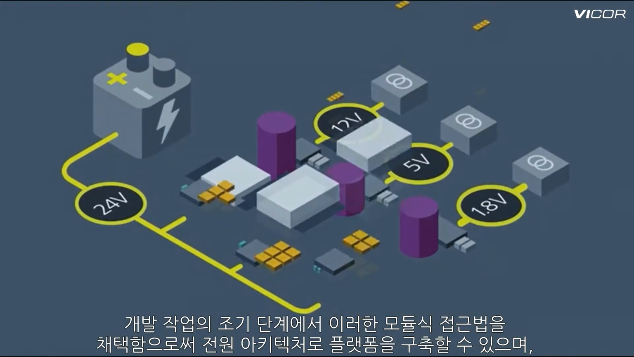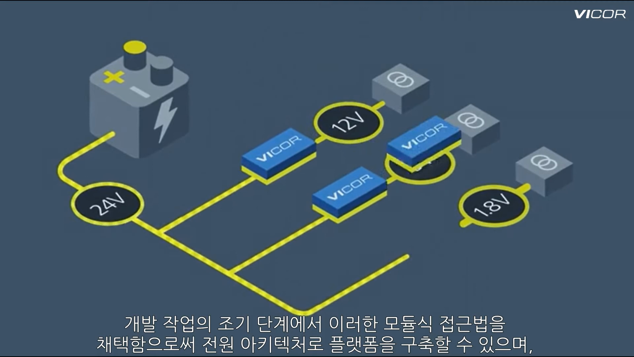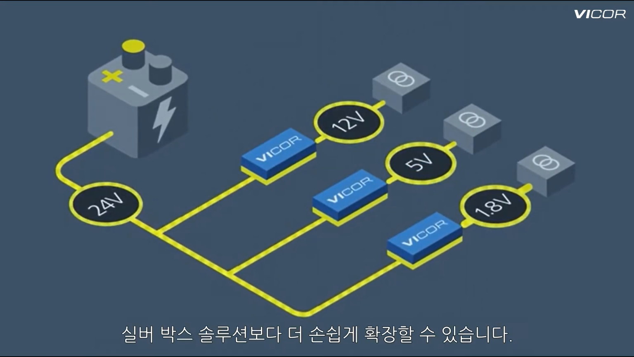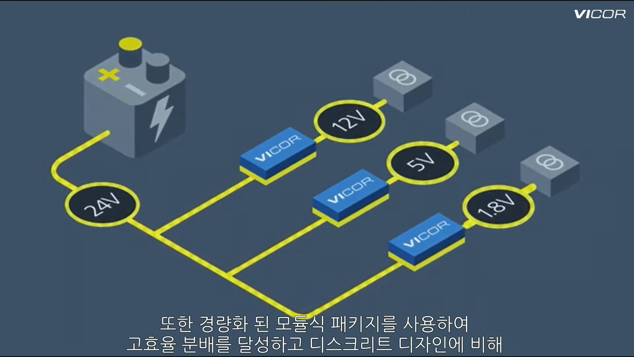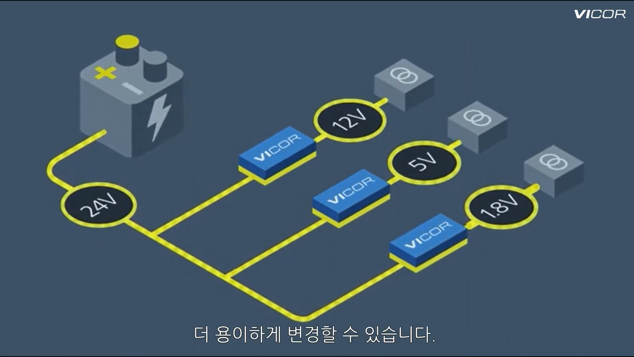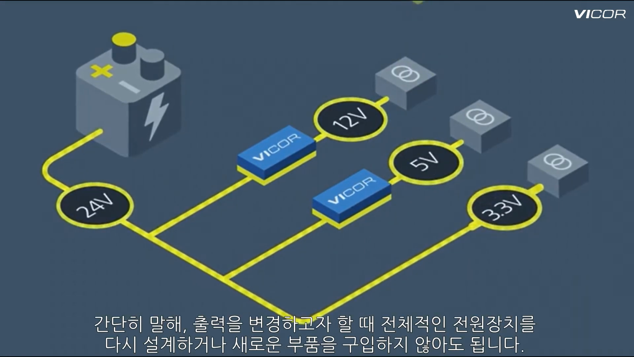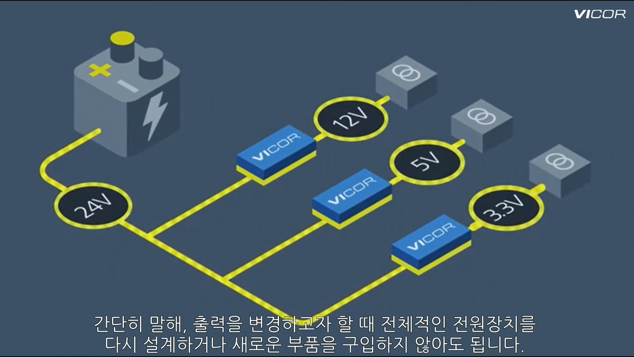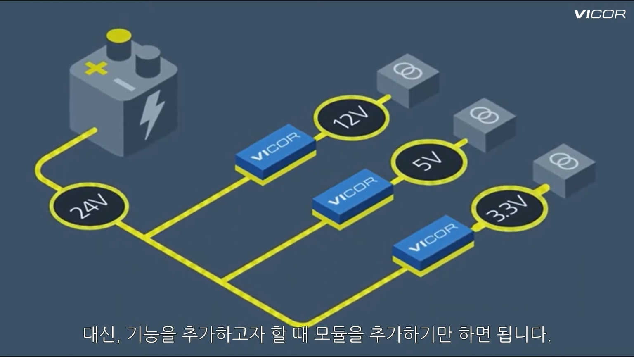This modular approach, when adopted at the start of a design, will create a platform for a power architecture that can be more easily expanded than a silver box, while also providing high-efficiency distribution in lightweight modular packages that allow for easier change compared to a discrete design. Put simply, if you change the outputs, you don't have to redesign the entire supply or repurchase a new one. Instead, you can simply add the new module for the additional capability.